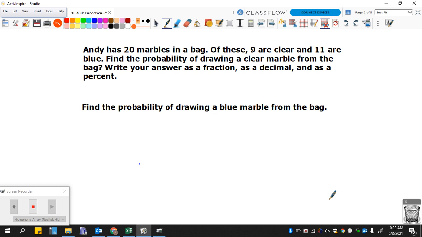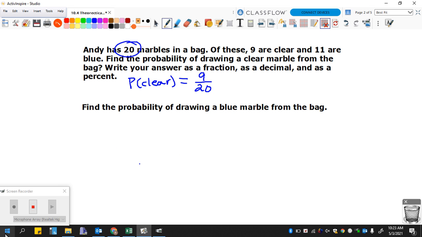Okay, so Andy has 20 marbles in a bag. Of these, 9 are clear and 11 are blue. Find the probability of drawing a clear marble from the bag. There are 9 clear ones, and there are a grand total of 20 marbles. So the probability of drawing a clear one is 9 out of 20. It wants us to write our answer as a fraction, which is 9 out of 20.